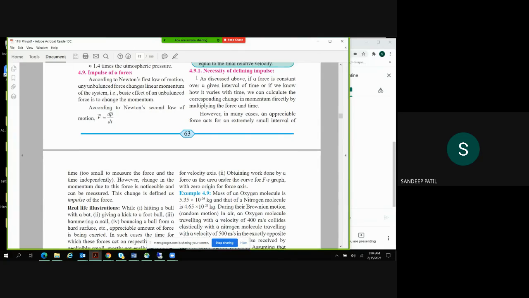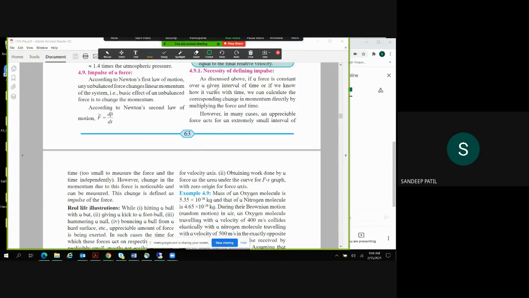So, okay, now the necessity of defining impulse. As discussed above, we know that change in momentum is nothing but force into time. If force is constant over a given interval of time, and if we know how it varies with time, we can calculate the corresponding change in momentum, by multiplying force and time, or we can integrate. This way we can calculate the change in momentum.